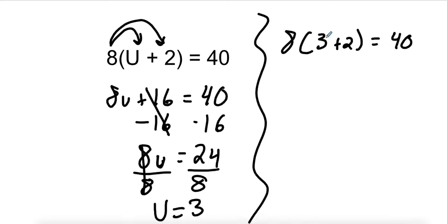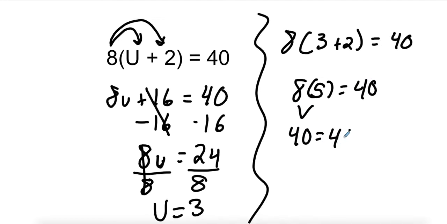I'm going to either combine these or I can use the distributive method. So I think for this one, I'm just going to add these two together. So 8 times 5 equals 40. And I know that 8 times 5 is 40. And if both of these answers are the same, then I know I solved this correctly, that u is actually 3.